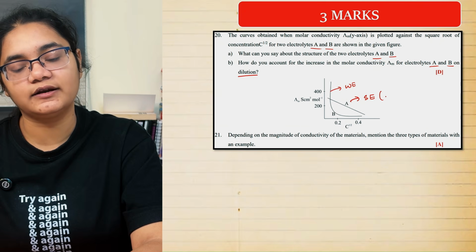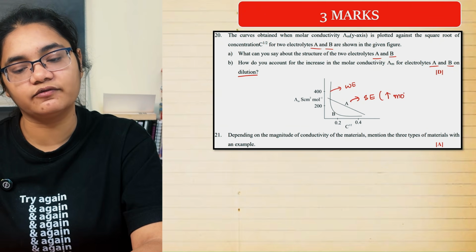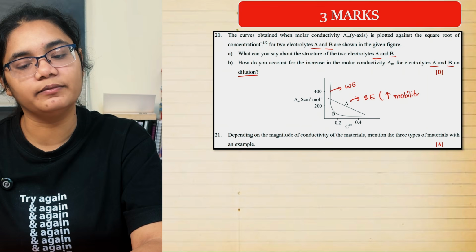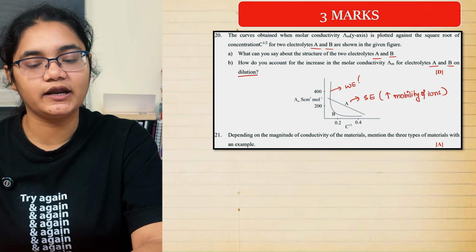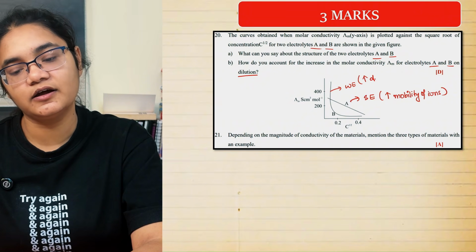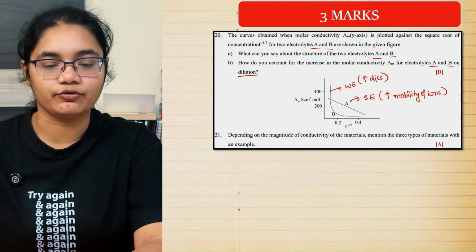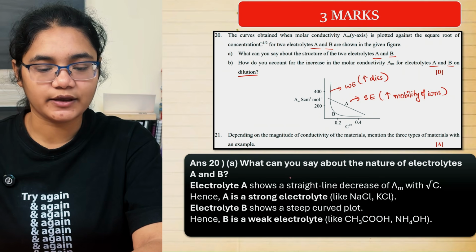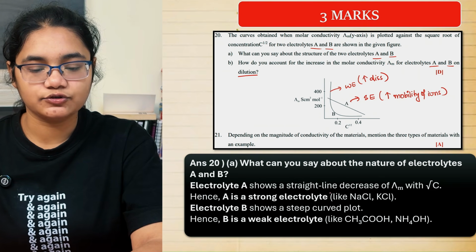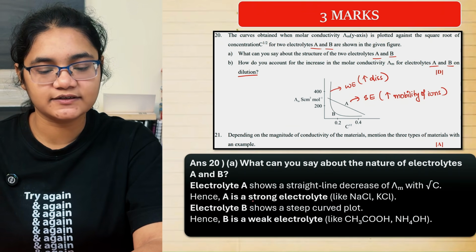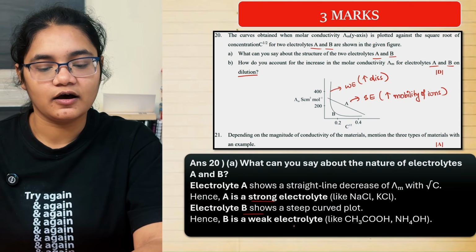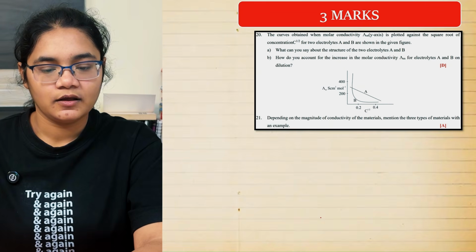For a strong electrolyte, it is due to the increase in the mobility of the ions. And in the case of a weak electrolyte, it is mainly because of the increase in the dissociation of the electrolyte to produce more ions. You can see electrolyte A shows a straight line decrease of lambda m with C. So A is a strong electrolyte and B is a weak electrolyte.